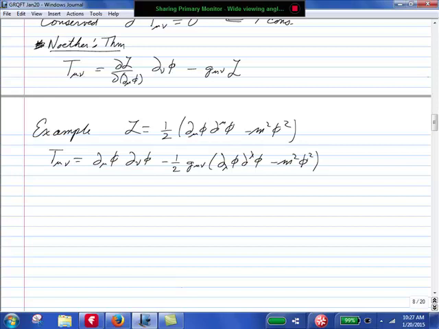And you can see the conservation. Let's just do conservation while I'm at it. If I take d mu T mu nu, that turns into box phi d mu phi minus g mu nu... No, I'm sorry, that becomes just d nu. So there's a factor of 2 here. It's d lambda phi d... I'm missing a piece over here. Sorry, I'll be back to it.